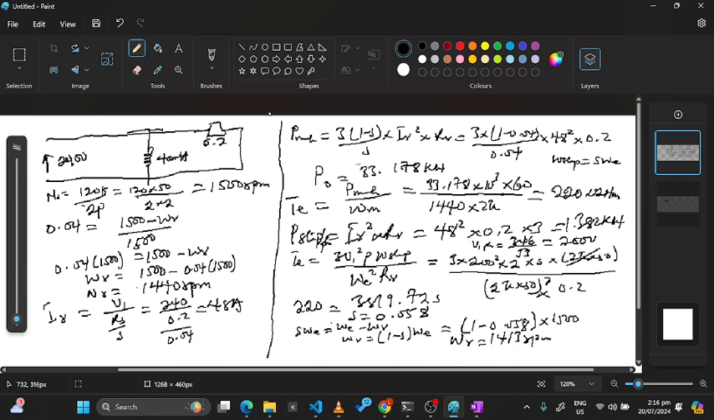Now, what else are we supposed to find? After finding the speed, we are supposed to find the power dissipated now.